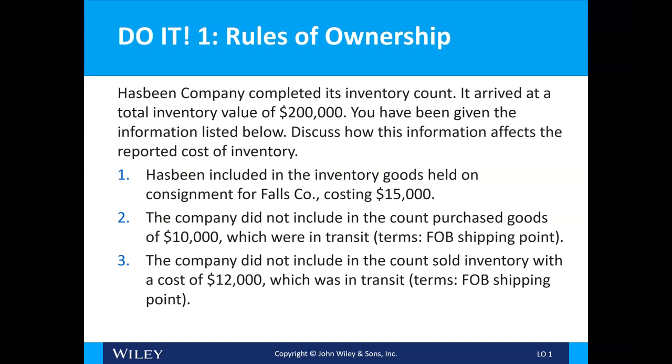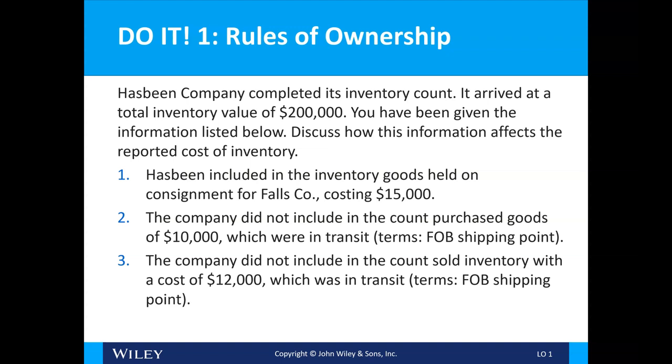The company did not include in the count purchased goods of $10,000, which were in transit, terms FOB shipping point. Again, that means that at the shipping point is when the buyer takes legal title to the goods. So they should have included that. And so that brings us back up to 195,000.